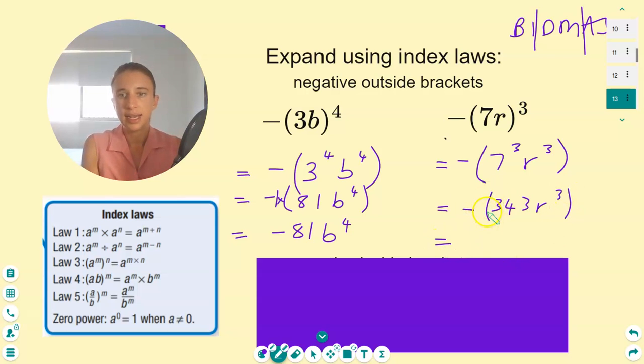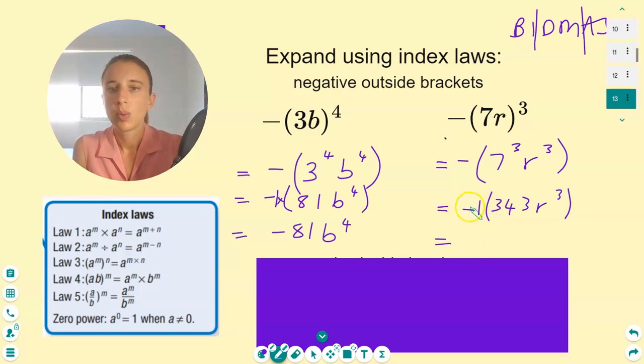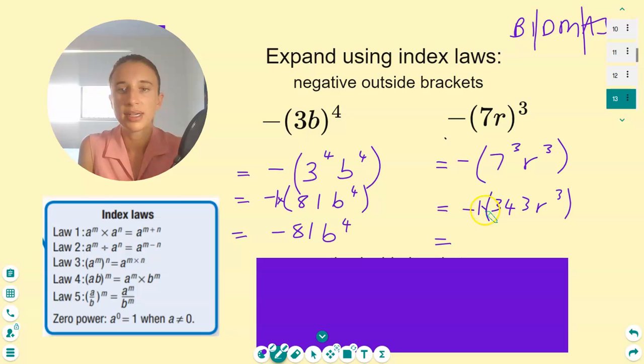And now we expand the brackets further. There's a little invisible -1 there. When a number's written next to a pair of brackets, it means multiply. So negative times a positive, different signs, -343 R cubed.